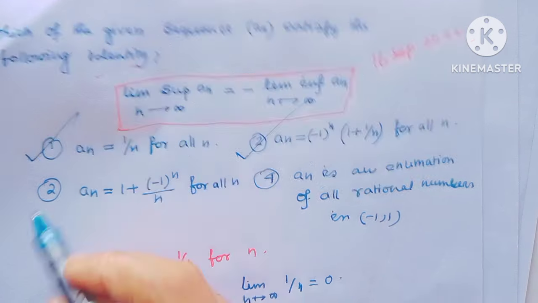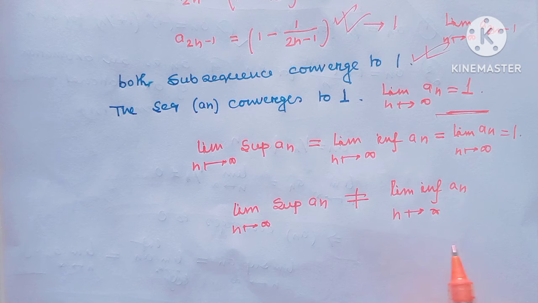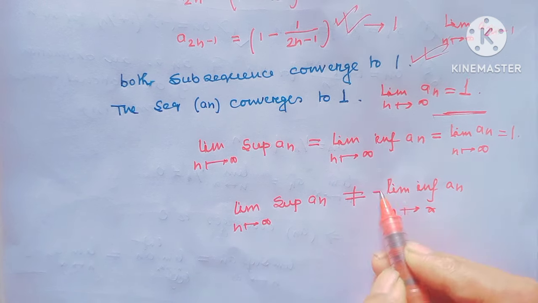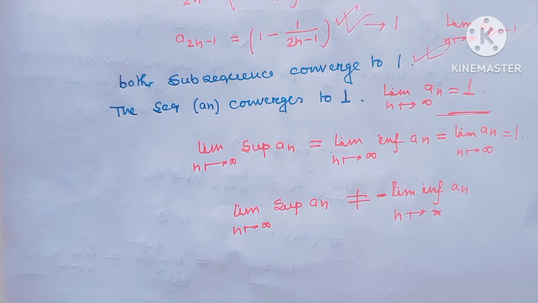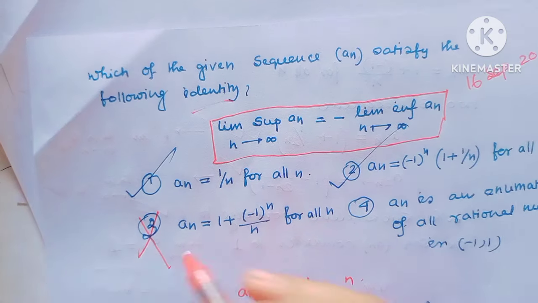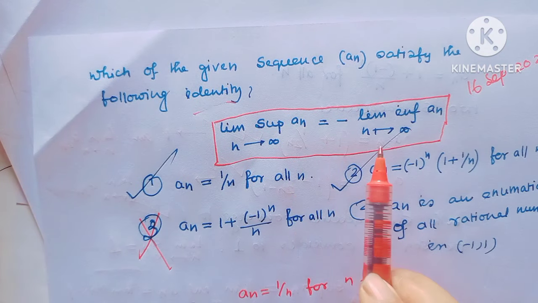Notice option 3, a_n equal to 1 plus minus 1 to the power n over n. This is also the same as the second. Limit superior of a_n does not equal minus limit inferior of a_n. So option 3 is not true. Here limit superior of a_n is not equal to minus limit inferior of a_n.